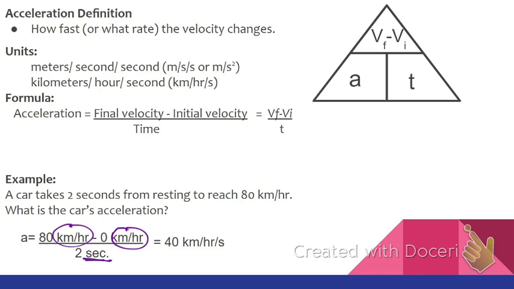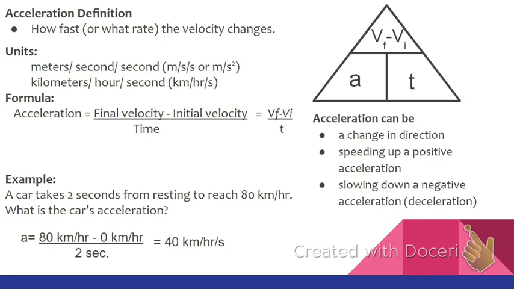Again, to write your units the right way for our answer, it's really important that you work on including units in how you're setting up your work. Acceleration can be a change in direction, speeding up, a positive acceleration, or slowing down, a negative acceleration. So in our acceleration problems, you could have a negative number if you're slowing down. Do note that that is something that could happen.